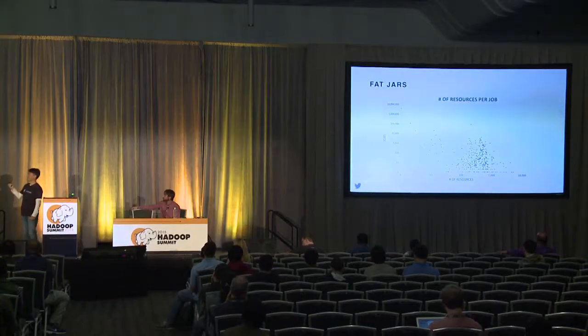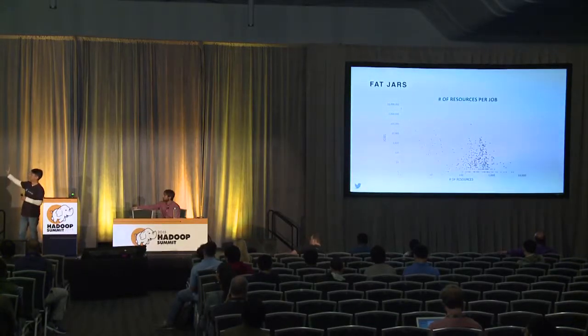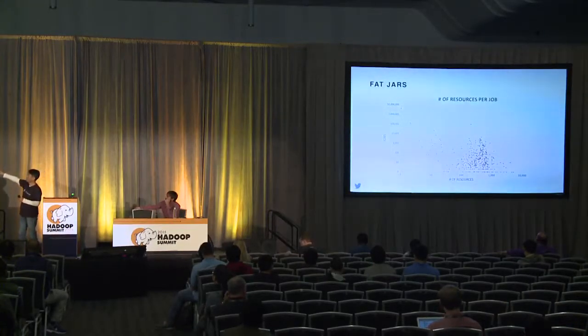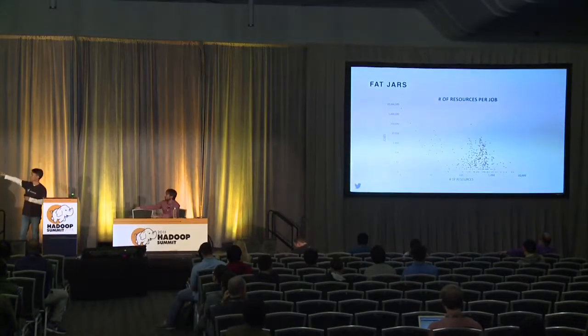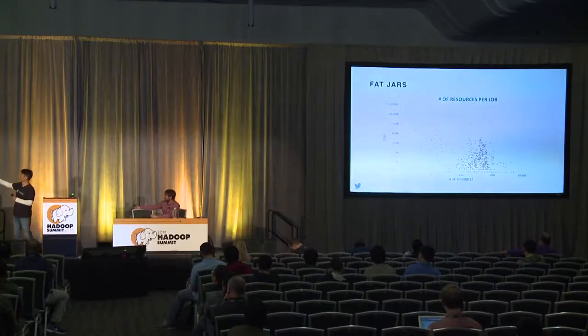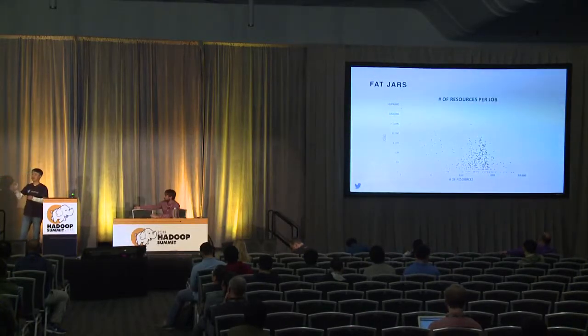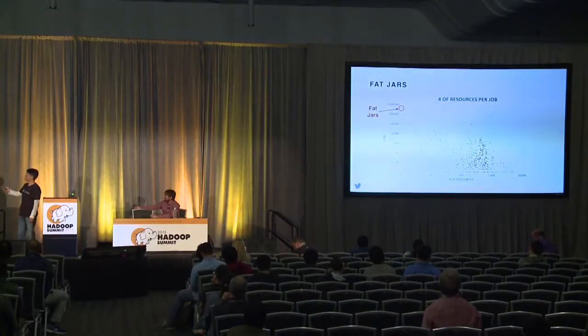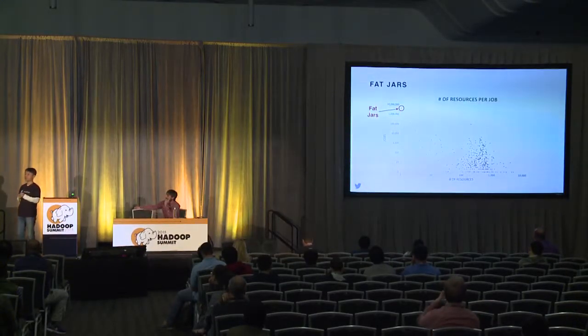I'd like to talk about the fat jar one more time. So now this graph is a slightly different view of the same type of distribution. Now we have the number of jobs on the y-axis, and the x-axis is how many resources there are for a given job, including the job jar and the lib jars. And if you look at that one dot over there, that's the number of jobs that had only one resource for a given job.